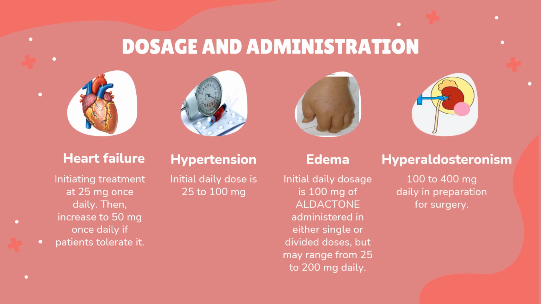In treatment of primary hyperaldosteronism, administer Aldactone in doses of 100 to 400 mg daily in preparation for surgery, for patients who are considered unsuitable for surgery. Aldactone can be used as long-term maintenance therapy, with an effective dosage determined for the individual patient.